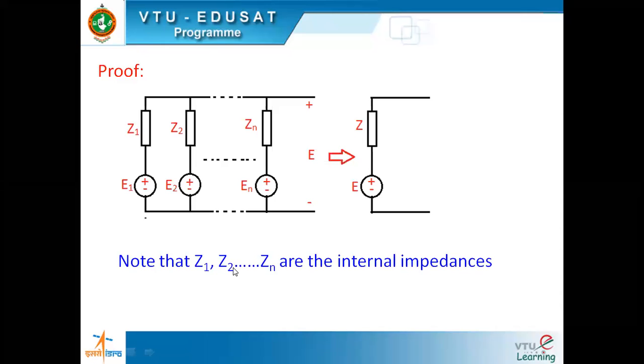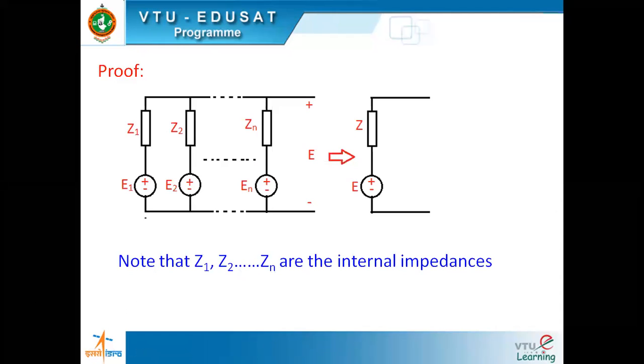Note that Z1, Z2 up to Zn are internal impedances. Mind you, they're all internal. They're not physically connected, which is the meaning of that. They're not physically connected in series with these voltage sources. They are internal impedances is what you need to remember. Is that okay with you, everybody?